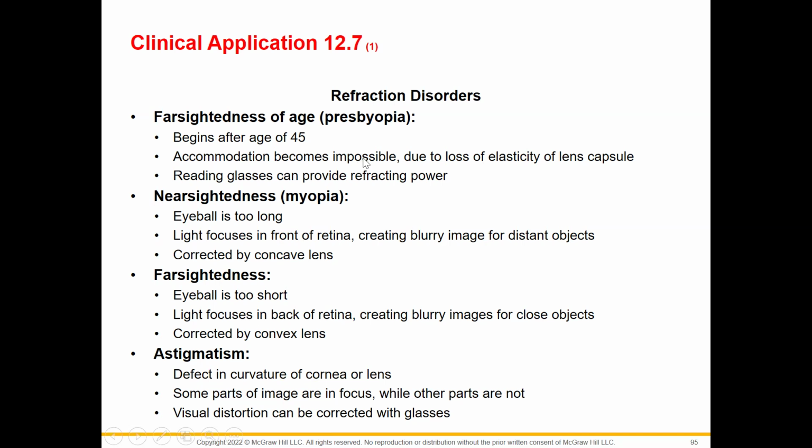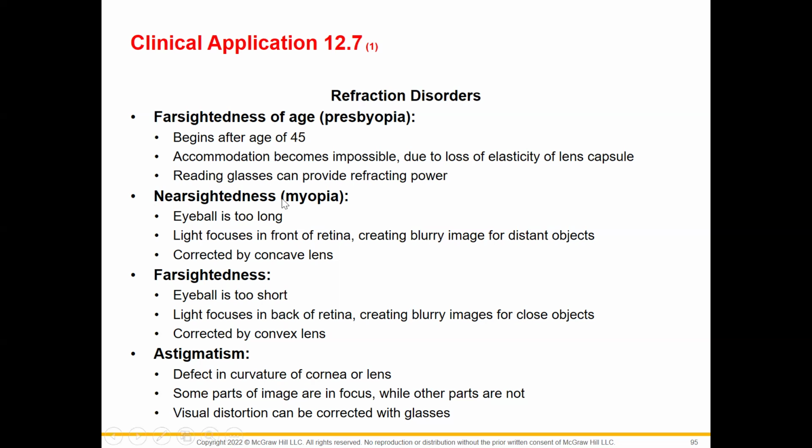Accommodation becomes impossible. Your eye is having a harder and harder time seeing images that are closer. It's having a hard time changing the lens shape to a thicker, more rounded structure in order to focus on something close. This is due to the loss of elasticity of the lens of the eye. And when someone has presbyopia, they need reading glasses that can help refract the light in such a way that they can then see objects that are close.